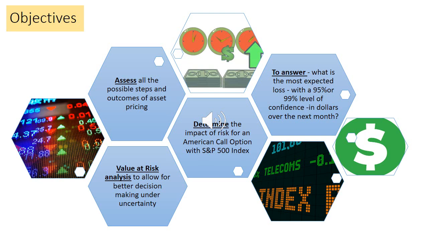The goal of our project is to perform Monte Carlo simulation to price an American call option with the S&P 500 index as its underlying security. The objective is to simulate prices of the underlying for a period of 30 days or a month and assess all the possible steps and outcomes of asset pricing. We would also like to determine the impact of risk and conduct the value at risk analysis to allow for better decision making under uncertainty. One of the goals of our project is also to answer the question, what is the most expected loss with a 95% or 99% level of confidence?